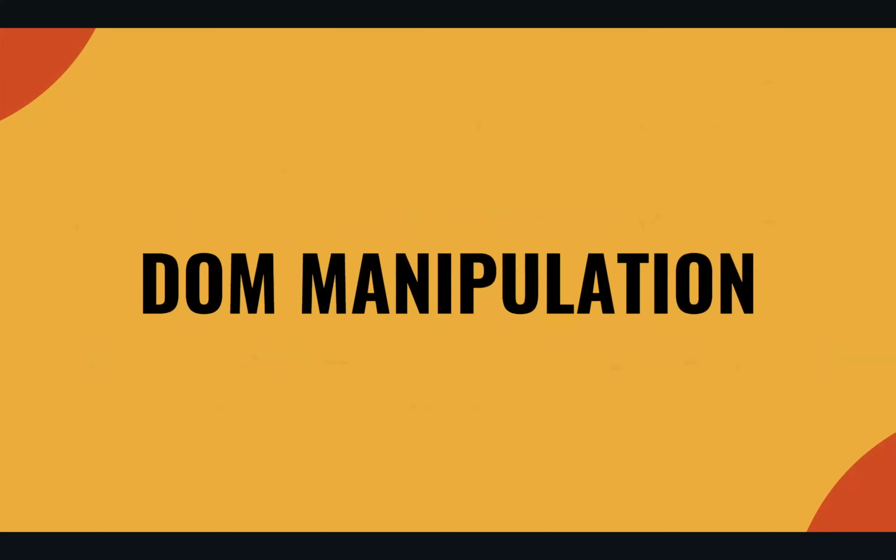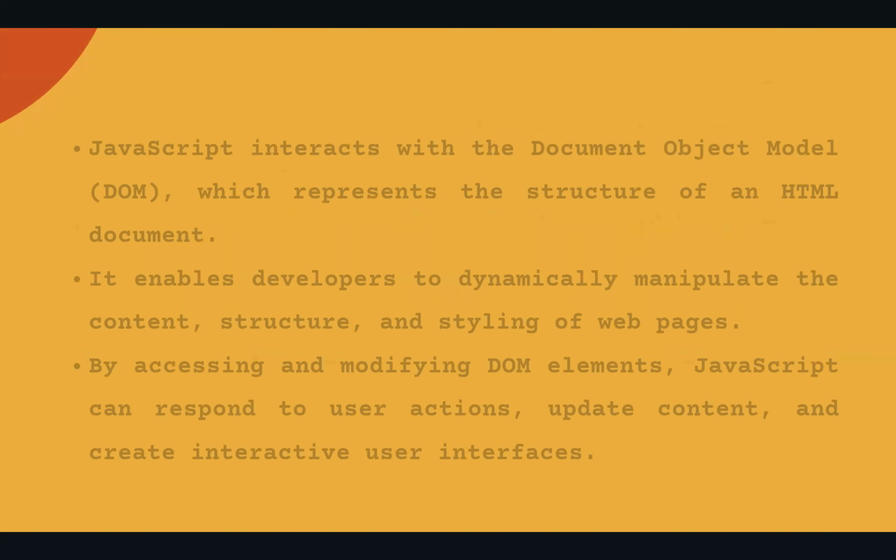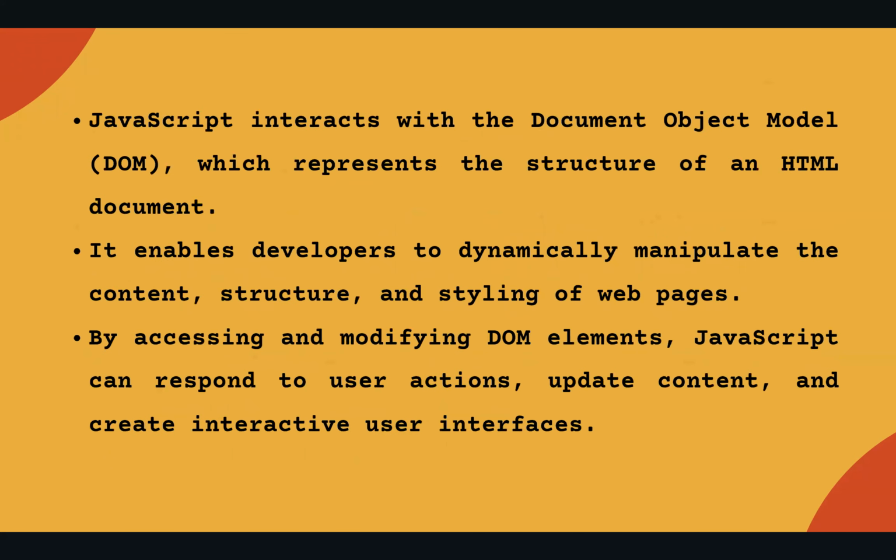DOM manipulation: we can do DOM manipulation. Again, the same point, providing dynamic behavior to your browser, meaning the client side. JavaScript interacts with the Document Object Model, which represents the structure of an HTML document. It enables developers to dynamically manipulate the content, structure, and styling of web pages, converting static behavior to dynamic behavior. By accessing and modifying DOM elements, JavaScript can respond to user actions, update content, and create interactive user interfaces. So by manipulating the DOM, you can provide dynamic behavior to your web pages.